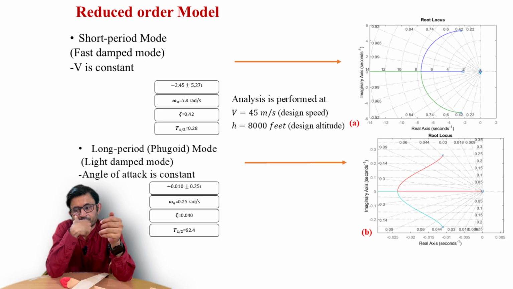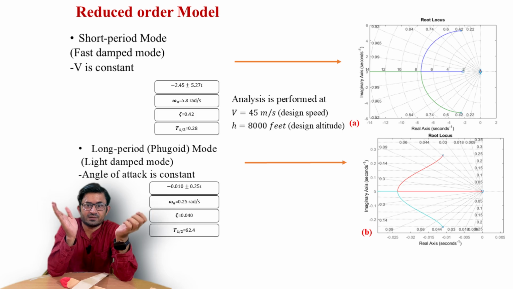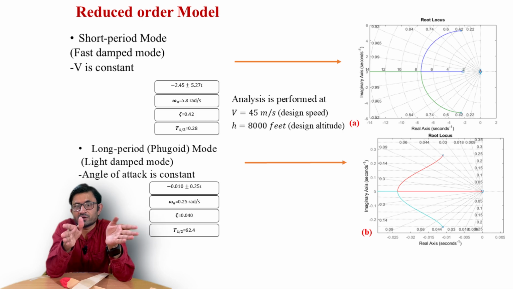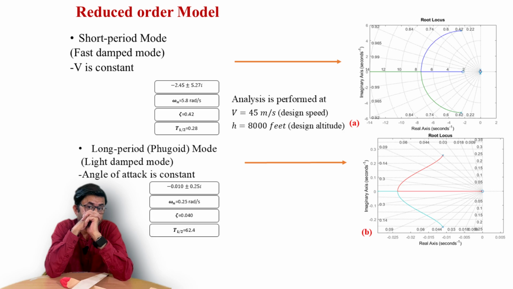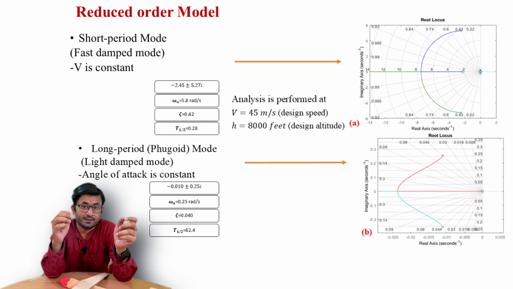So in the short period mode generally V is constant, because the moment the short period mode is activated it is suddenly damped out, so velocity does not have sufficient time to change, because it is a slow variable compared to the pitch rate and so on. Whereas in the long period mode it has less damping, so it will take more time to damp out.